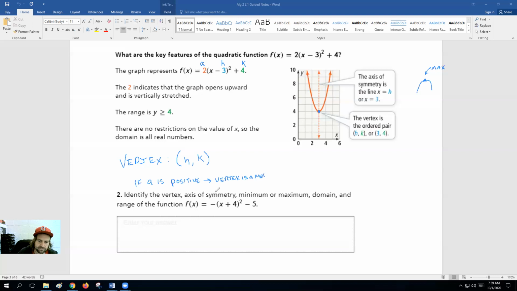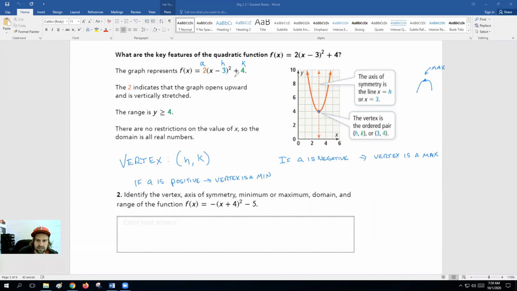And then else, we can put here if a is negative, and the vertex is a min. Oh, I have that backwards. Oh, all right, Riz. Good morning, waking up. All right, if a is positive like this one, the vertex is a minimum. And if a is negative, we are a maximum.